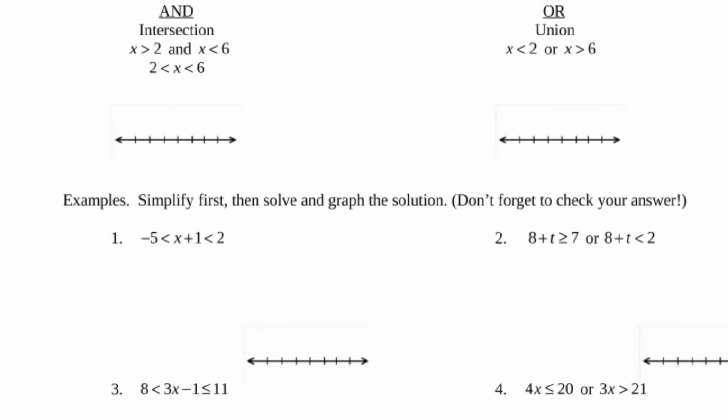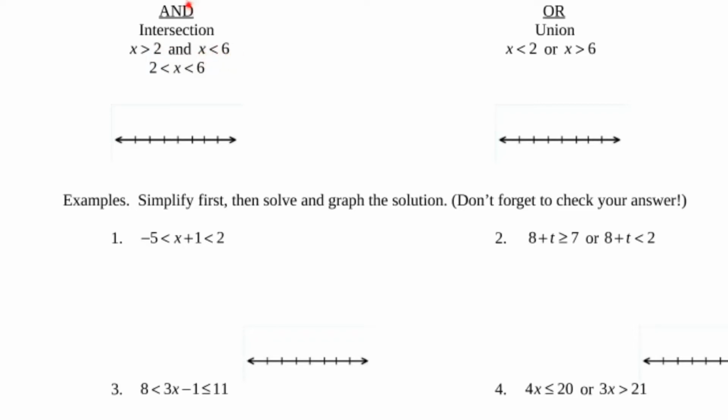In compound inequalities, we're going to have two inequalities, and they are going to be connected either with the word and or the word or. At the top of the page here, we can see we have two inequalities connected by the word and. So it says x is greater than 2 and x is less than 6.